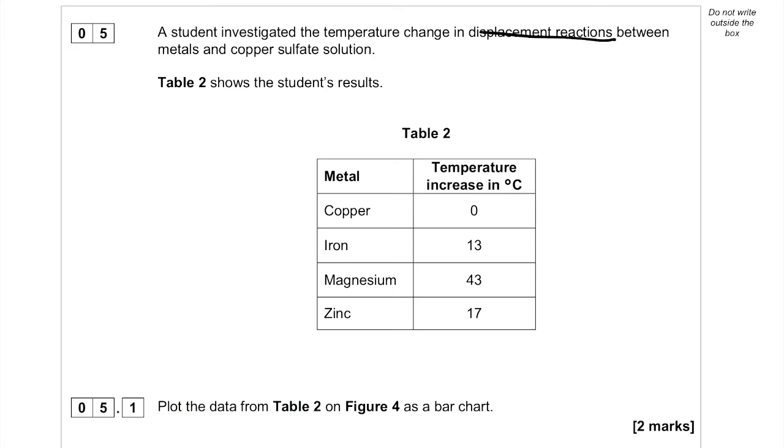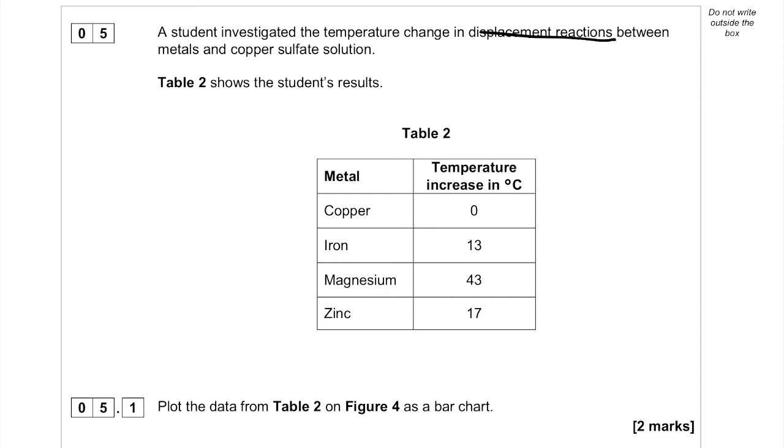Iron is more reactive than copper, so the displacement reaction is exothermic, making the temperature increase 13 degrees. Then magnesium is more reactive than iron, so the reaction goes much faster, and so it heats up a lot more.